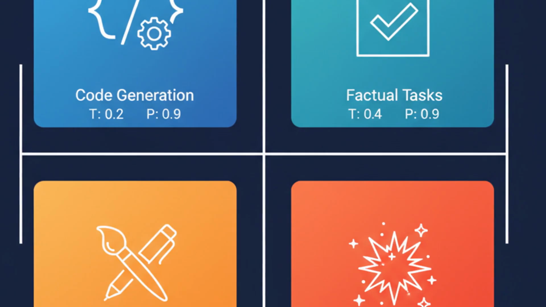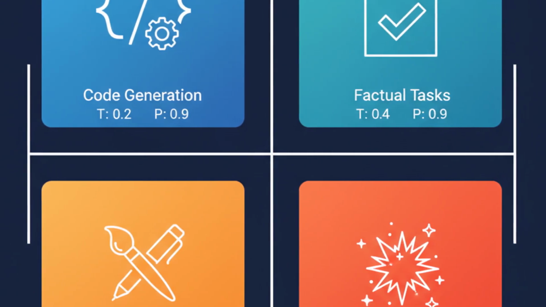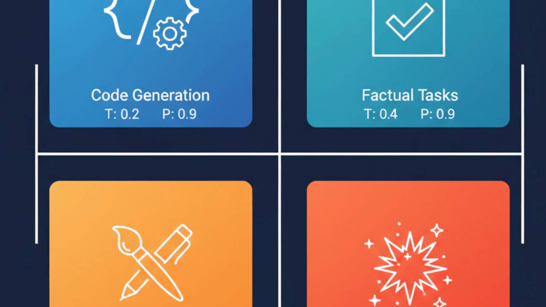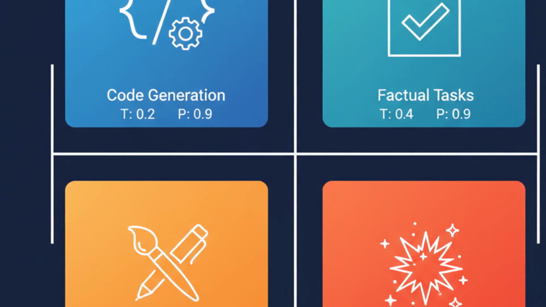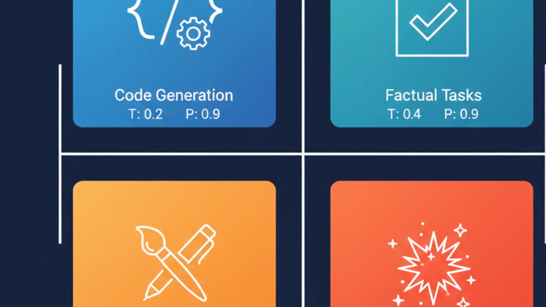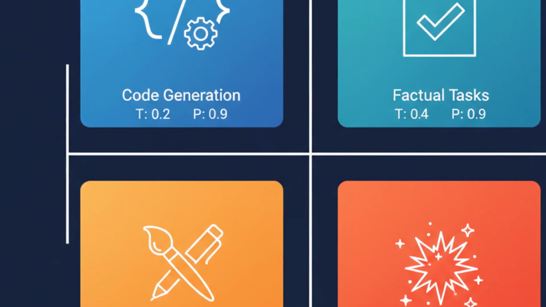For creative writing and brainstorming, warm it up. Temperature 0.7 to 1.0. Top P 0.95. For truly experimental, weird, boundary-pushing content, temperature 1.2 plus, top P 0.9, but review everything carefully.